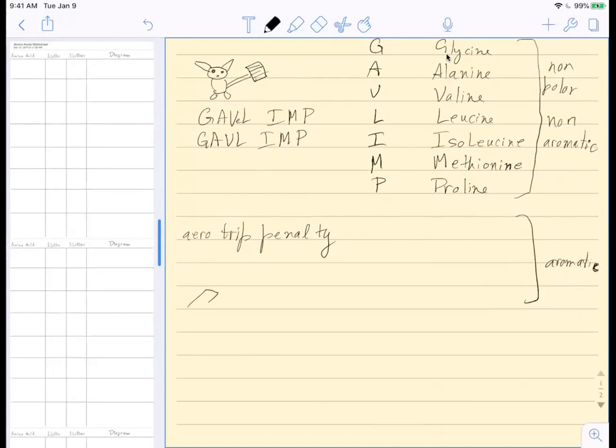So I just imagine somebody jumping up and trying to dunk a basketball, right? There's a net, swish, right? And they get tripped up, so there's a penalty. Anyway, the important thing here is Aero stands for aromatics. That reminds me that this is my mnemonic for aromatic rings. And trip is for tryptophan.